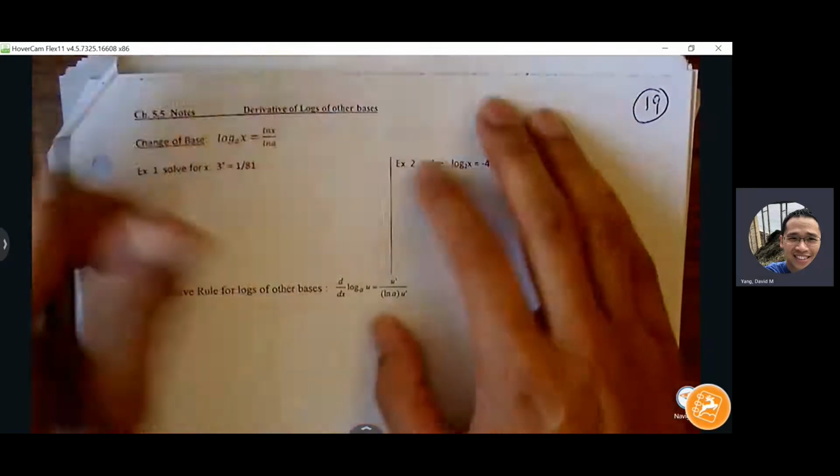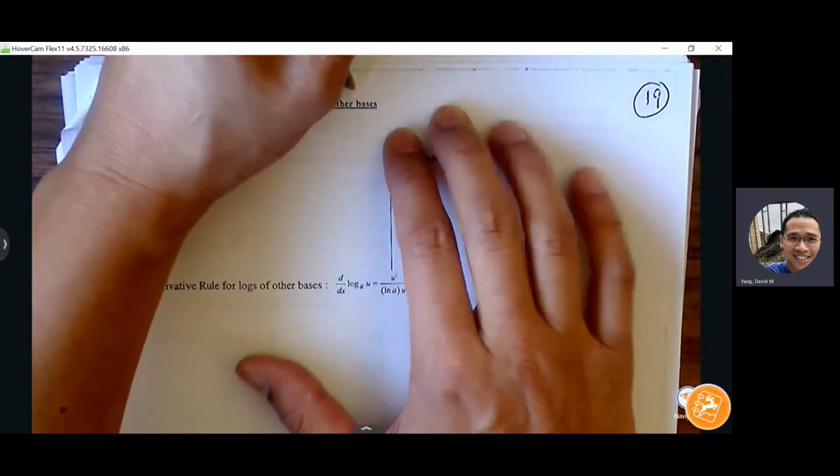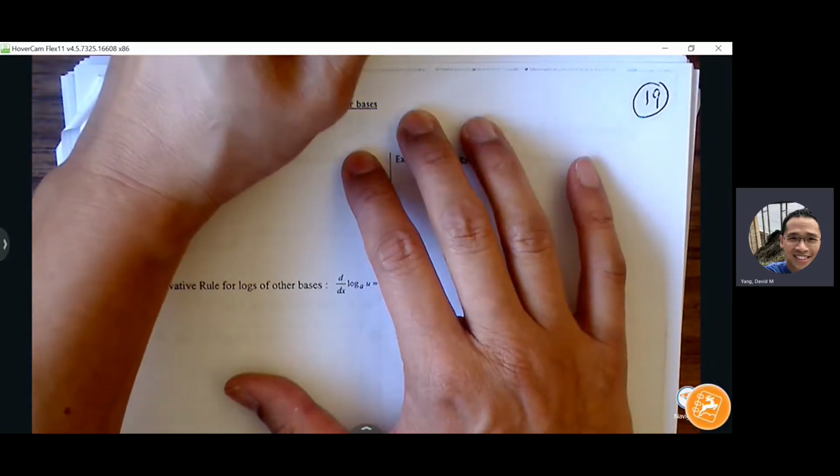Okay, let me write some notes up here. I want to make the connection with the previous rules that we learned. I don't want this to feel like a set of brand new rules. I just want you to think of it as an extension of the rules that we already know. Okay, so we'll do some properties exploration here first.